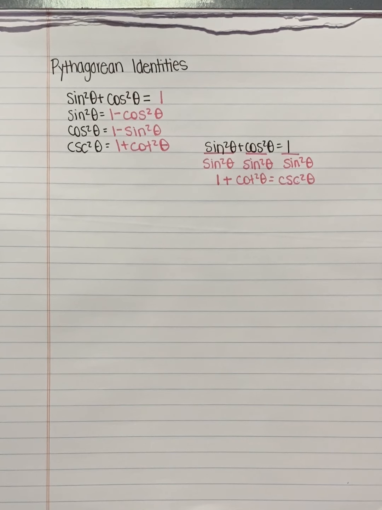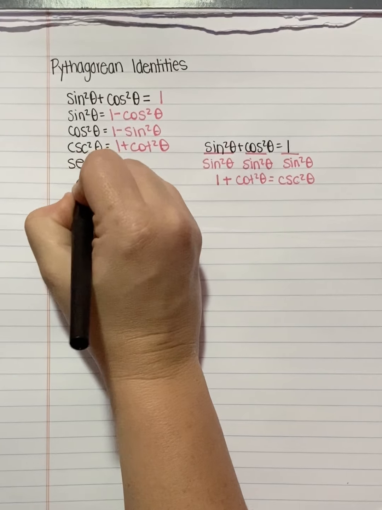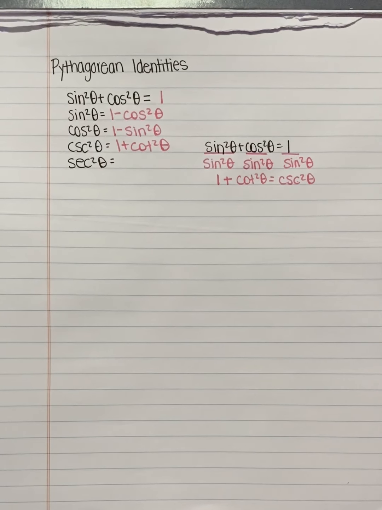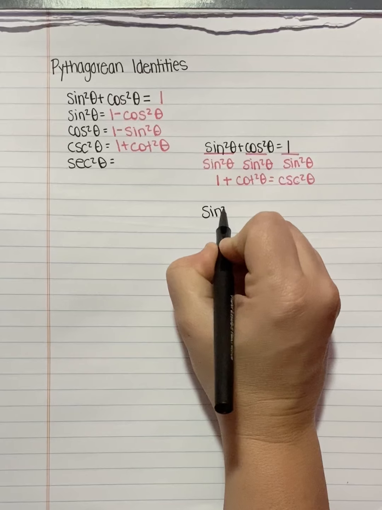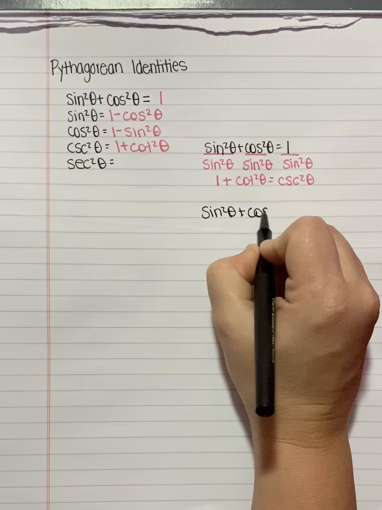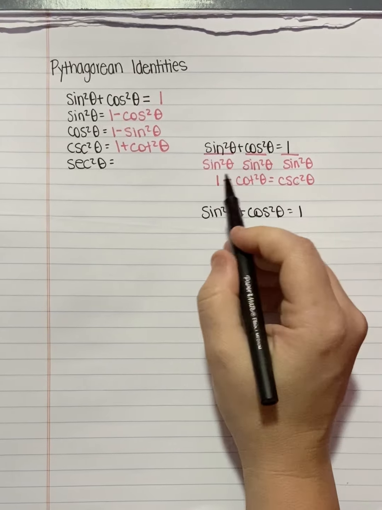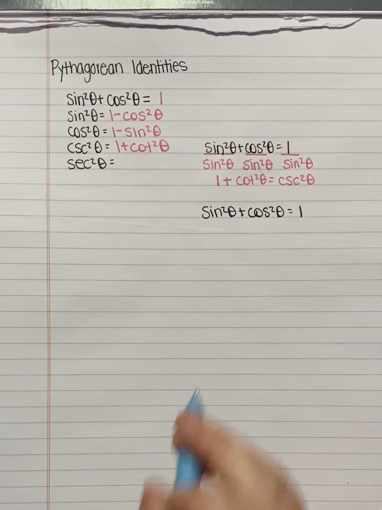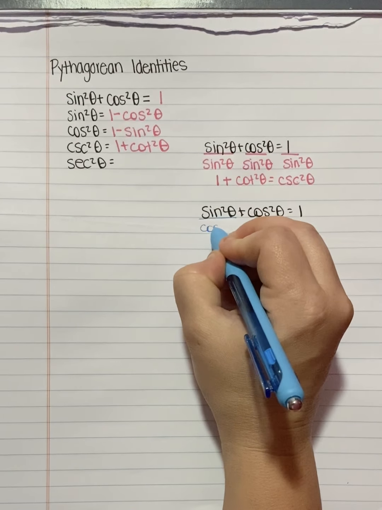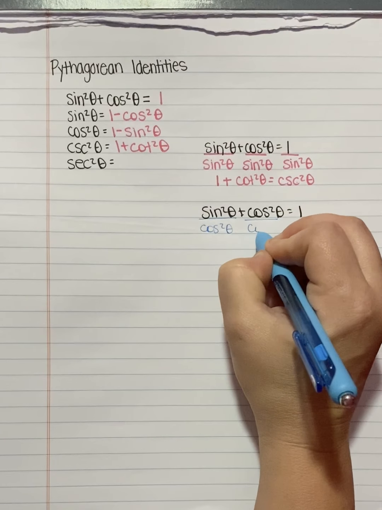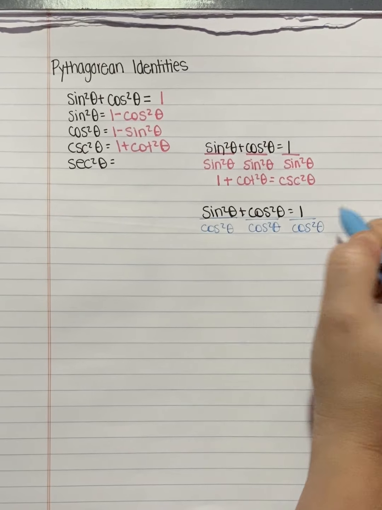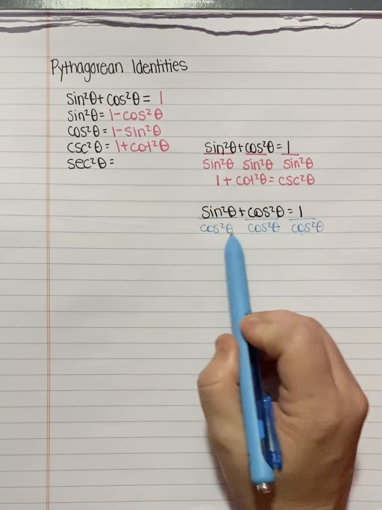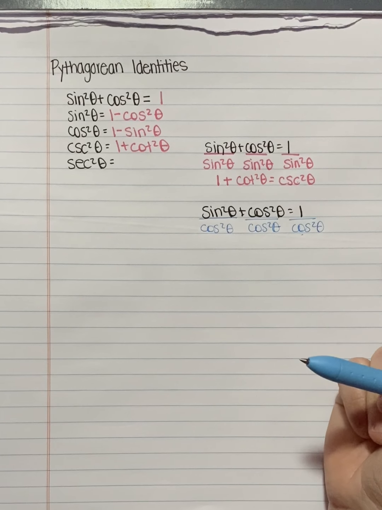All right, next property we have on our list is secant squared theta. Well, to get cosecant squared, we divided by sine squared. So to get secant squared, we're probably going to divide by cosine squared. So let's write our original: sine squared plus cosine squared equals 1. And up here, we divided by sine squared. So now I'm going to take all of these and divide by cosine squared. And that 1 over cosine is going to give me secant, which is what we're looking for. Now remember again, we're dividing by squared since each of these has a squared in the problem to begin with.